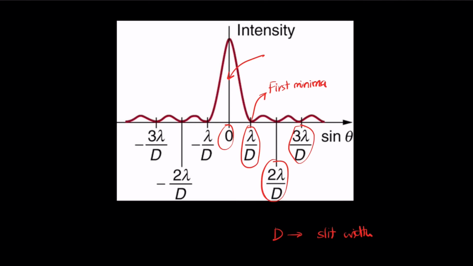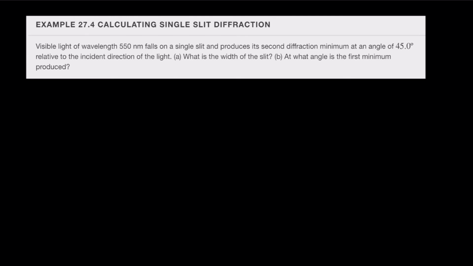So let's try a problem so that we can understand this concept better. Here you have visible light at wavelength 550 nanometers falling on a single slit and producing its second diffraction minimum at 45 degrees relative to the incident direction of the light. They are asking you what is the width of the slit and at what angle is the first minima produced. So we know the same formula again.